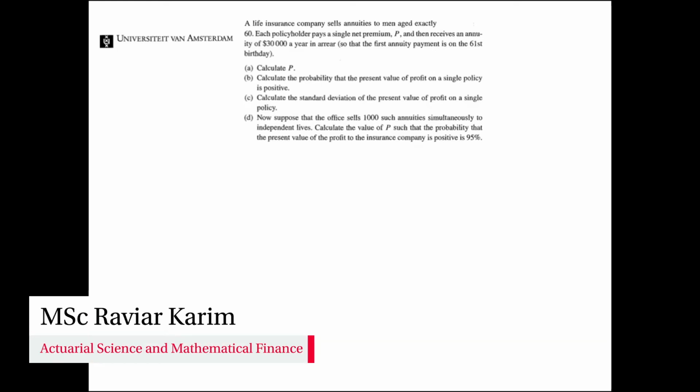In this exercise, we look at annuities. We have to calculate premiums, look at the profit, look at the standard deviation, and make sure that with large probability we have a profit when many of these annuities are sold. So starting with question A, we have to calculate the premium. So what is the setting?